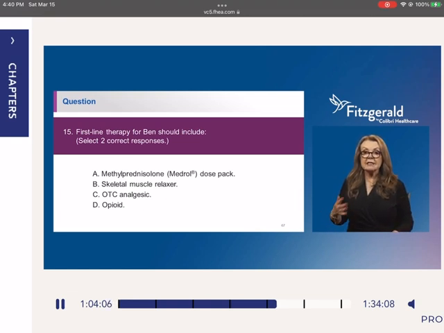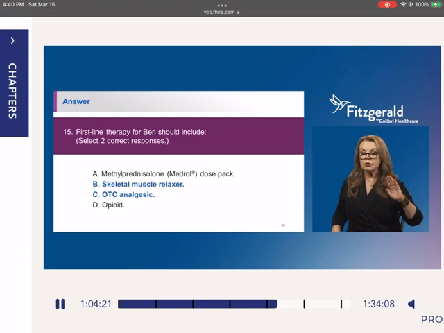Looking at option B, skeletal muscle relaxer. One more time, great choice. B and C are our best options. Looking at A, Medrol dose pack. Well, there are a couple of things with using a methylprednisolone dose pack.